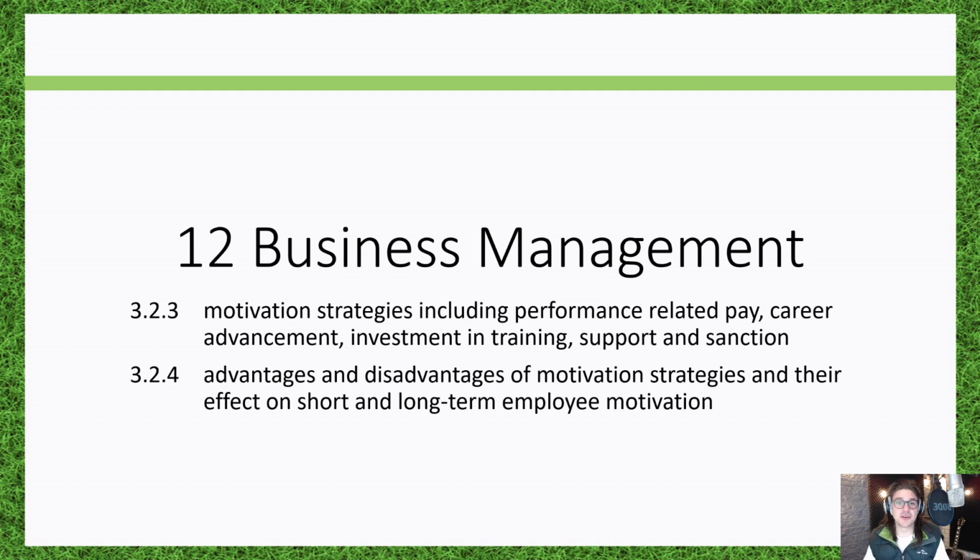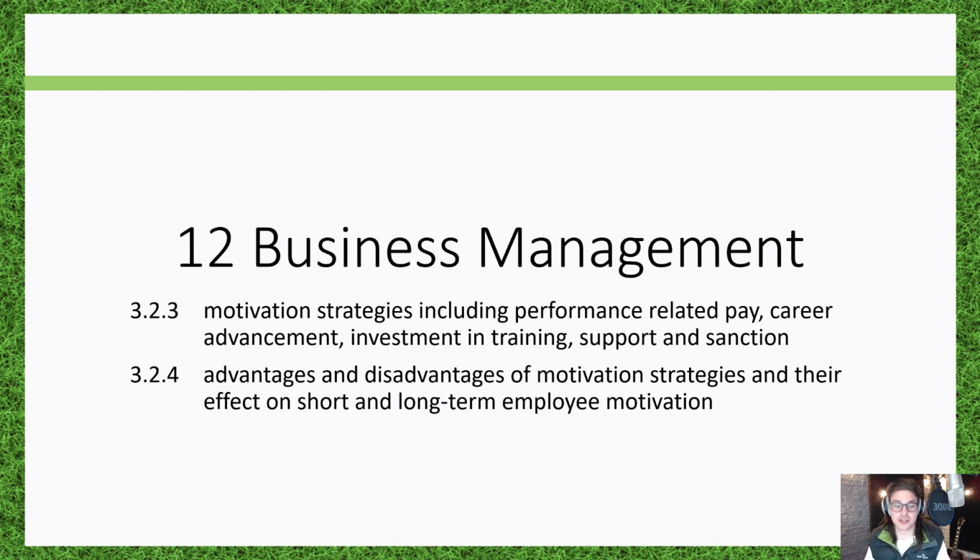In today's lesson, we're looking at two key knowledge points. Key knowledge point 323, that is Unit 3, Area of Study 2, and the third key knowledge point, which has us look specifically at 5 different motivation strategies. They are different things that a manager can implement within a business designed to increase employee motivation.